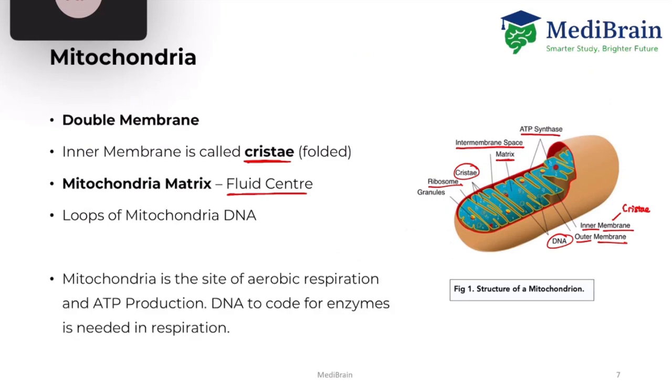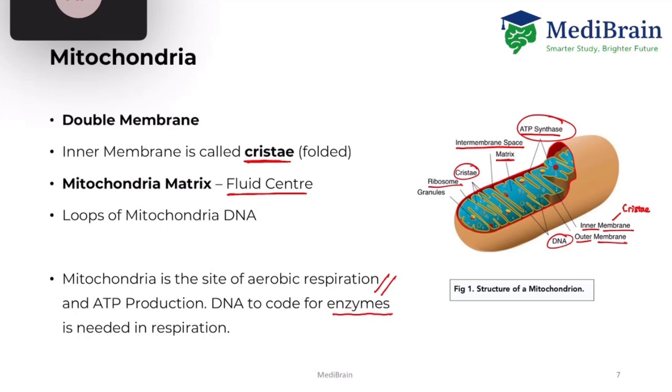The mitochondria is a site of aerobic respiration and ATP production. Okay, so we should know this definition over here: a site of aerobic respiration. You should have looked at that at GCSE. And it also has loops of mitochondrial DNA. The reason it has that DNA is because DNA is needed to code for enzymes which are needed for respiration. Remember for ATP synthase, how is that ATP synthase going to be coded for? There has to be some sort of genetic material for the ATP synthase to be coded for. Okay, so that's the mitochondria.